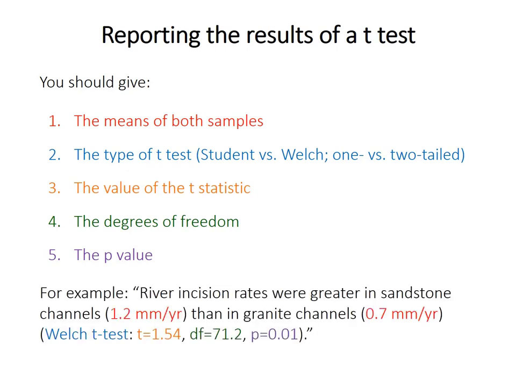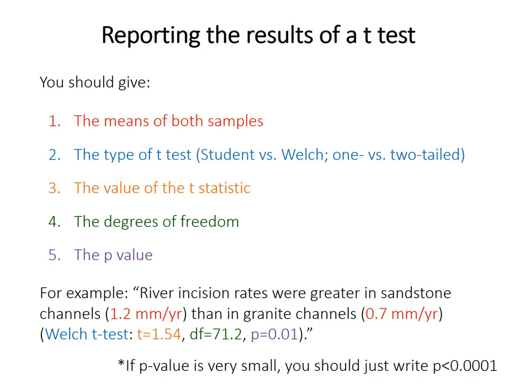So for example, you could phrase your results something like this: river incision rates were greater in sandstone, give the mean, than in granite river channels, give the mean of that. Say it's a Welch's t-test with this t-statistic and these degrees of freedom and this p-value. And note that if the p-value is really tiny, you can just write that it's less than 0.0001 or something like that. You don't have to say p equals 2.3 times 10 to the minus 10, because really once it gets that tiny, it doesn't matter. It's just highly significant.